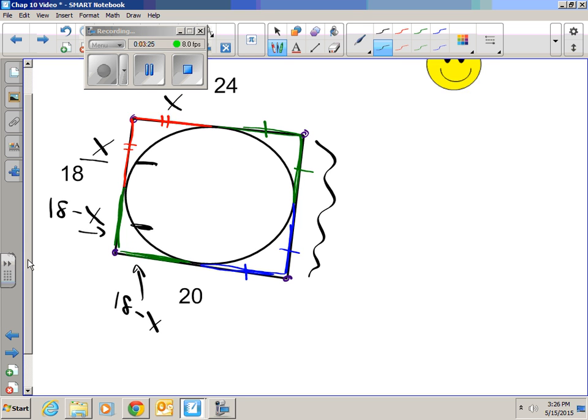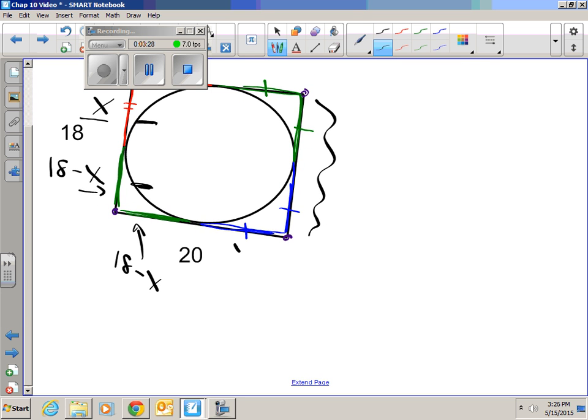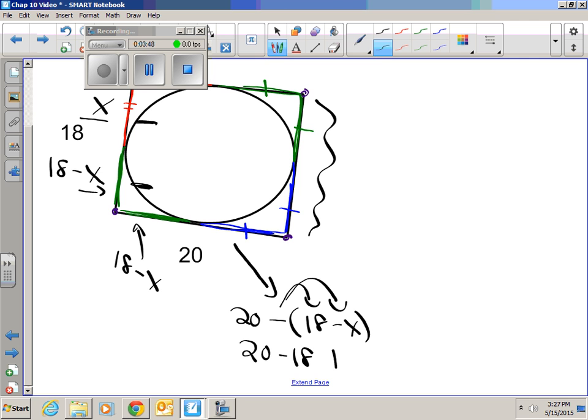Here comes the fun part. This blue line right here must be 20 minus, in parentheses, 18 minus x, because that's going to add up to 20. So now we're going to distribute my negative. I'm going to get 20 minus 18 plus x, which of course equals x plus 2. So this blue piece right here is x plus 2, which means this blue piece here is also x plus 2.